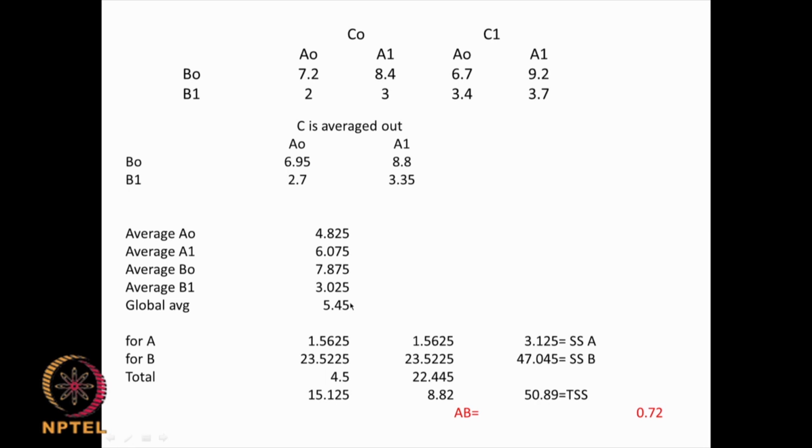Now we can do a sum of squares for A, a sum of squares for B, and then the total sum of squares. For A what do we do? 4.825 minus 5.45 square, 6.075 minus 5.45 square, and you have to multiply by 4 each term. Do not forget that, because we have here 2 terms, each taken from the average of 2 terms. So 4. The sum of squares for A is 3.125.